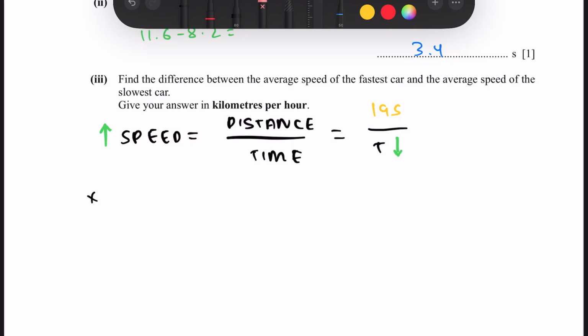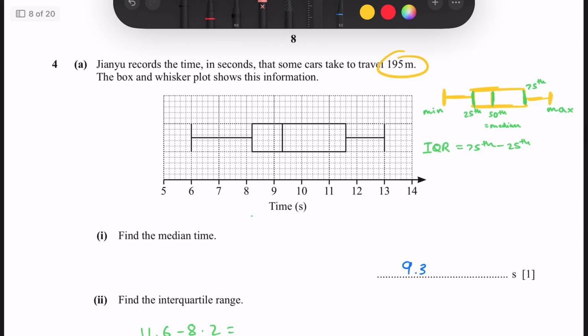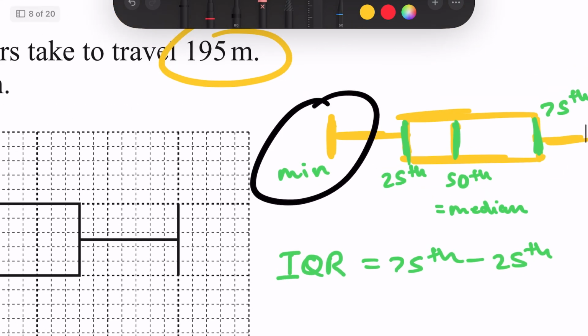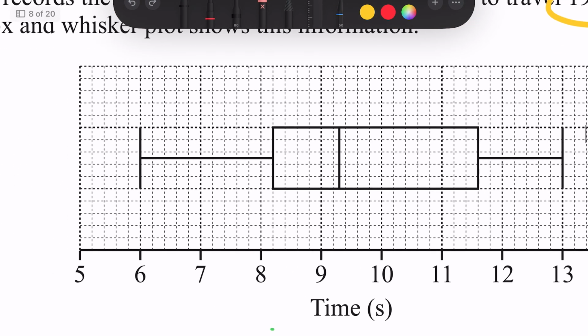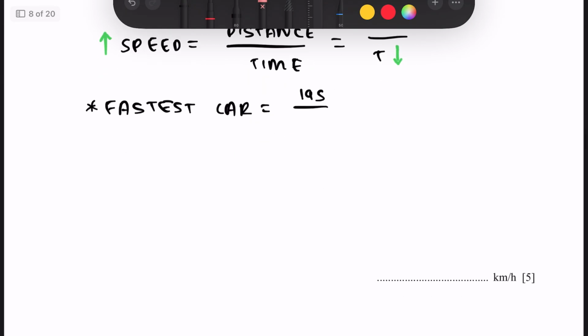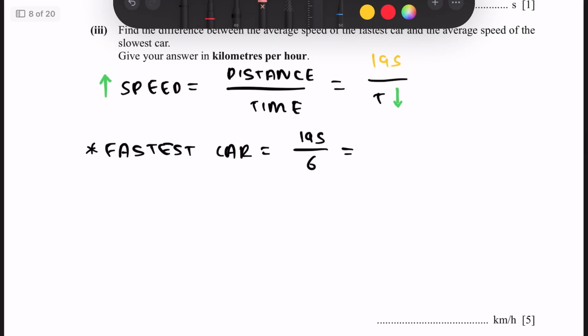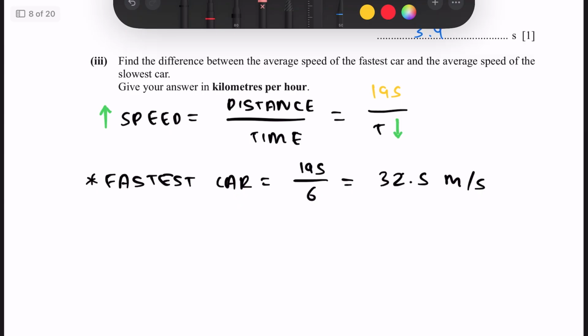So, the average speed of the fastest car would be equal to 195, that's a distance, divided by the smallest time, i.e. the minimum value. So as you can see, the minimum is equal to the left line. So the left line lies at 6. So the time that it takes the fastest car to travel 195 meters is 6 seconds. So 195 divided by 6, which is equal to 32.5 meters per second.